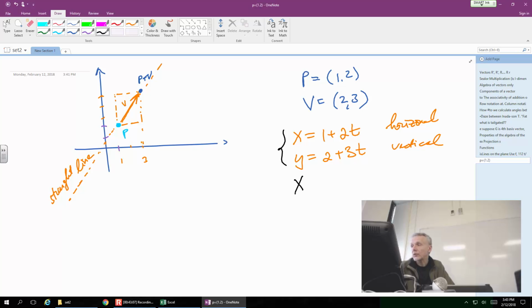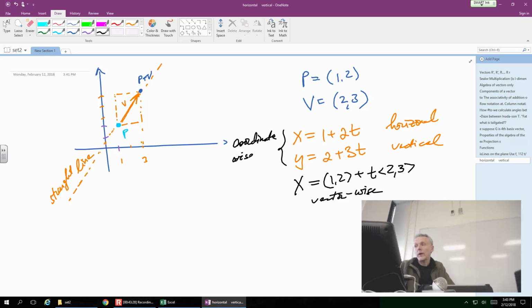But this is a coordinate-wise representation, which is in comparison to what we just had, which was X capital is equal to (1, 2) plus t times (2, 3). Okay, so coordinate-wise or vector-wise. So either you look at x and y separately, or you look at them together as vectors. So either you do numerical algebra twice, those two lines, or you do vector algebra once.